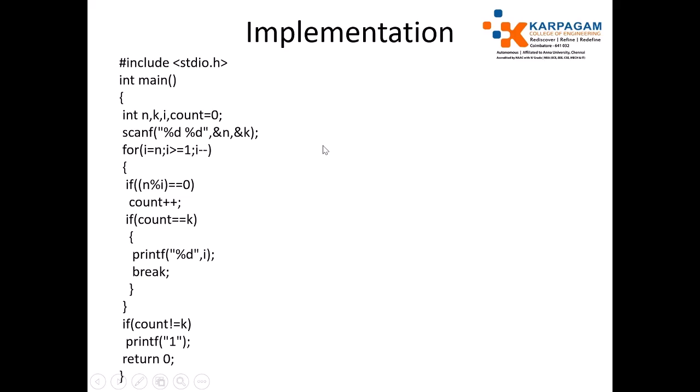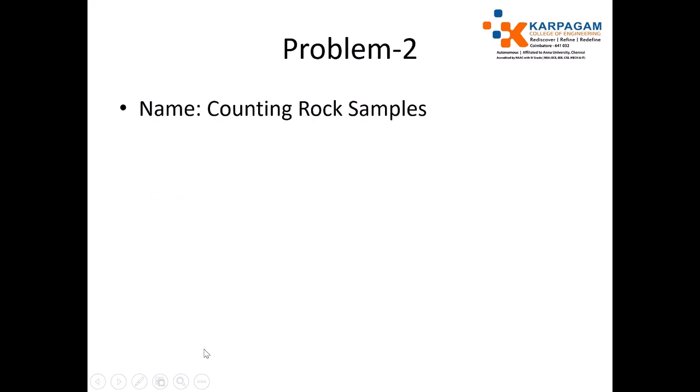It's a very easy problem. Start from n and end with 1. Just apply n remainder i. If it is 0, maintain a counter and increment the counter by 1. If count reaches k, just print the value. That is the kth factor of n, and immediately give break. If count is not reaching the k value, immediately print 1. That's all.